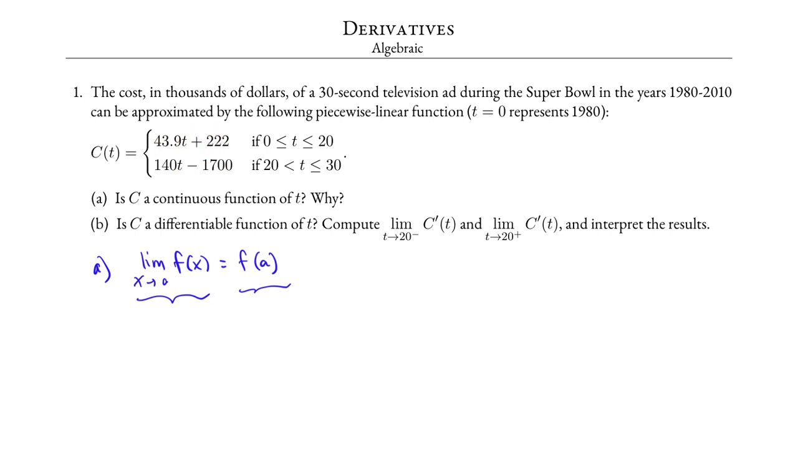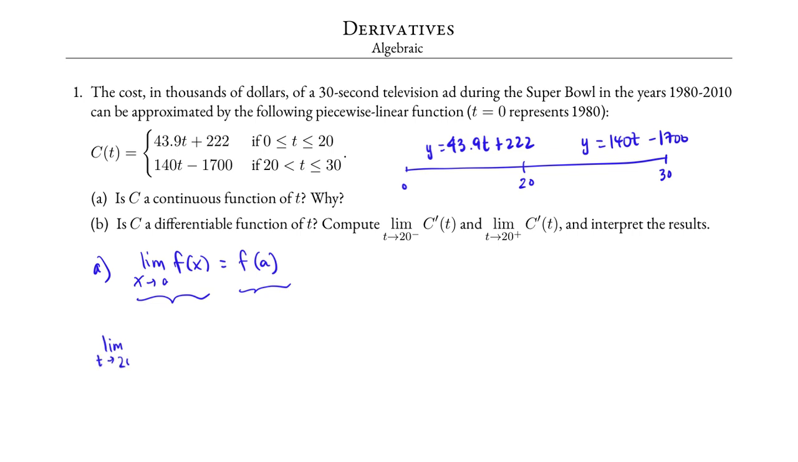There is no discontinuity in each of these pieces. We only need to check the break point, which is 20. This piecewise function is defined to be y = 43.9t + 222 on the left-hand side of 20, including 20, and y = 140t - 1700 on the right-hand side of 20, but less than or equal to 30. Because of the continuity of each of the pieces, we only need to check for continuity at t = 20.